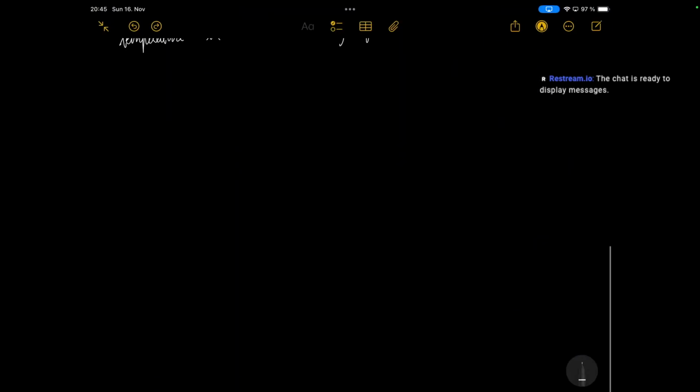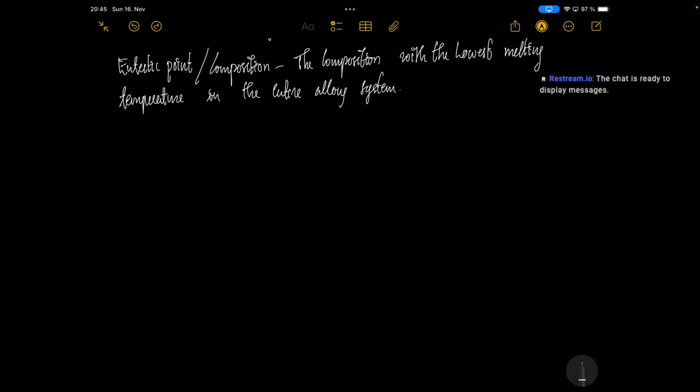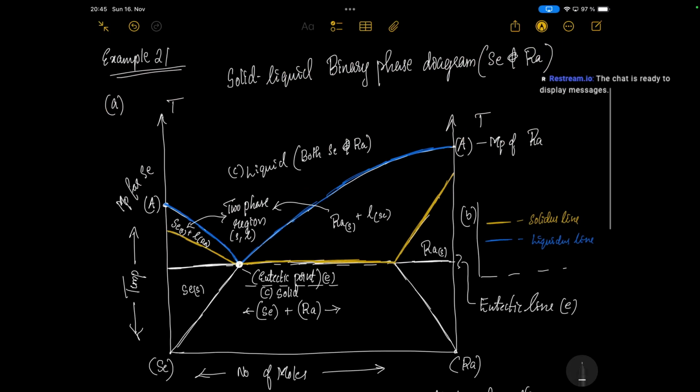Okay, the next part of the question. It's part F, the cooling temperature curve. We got the T1 around here. We got the T2 somewhere around here. So T1, it's a eutectic composition.